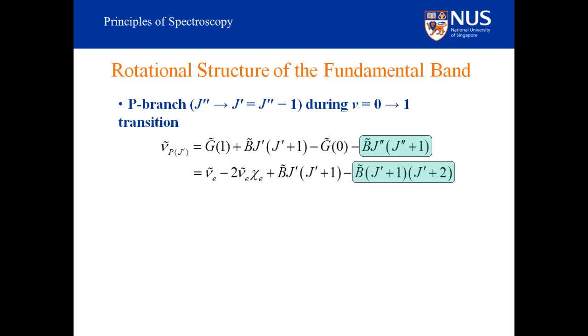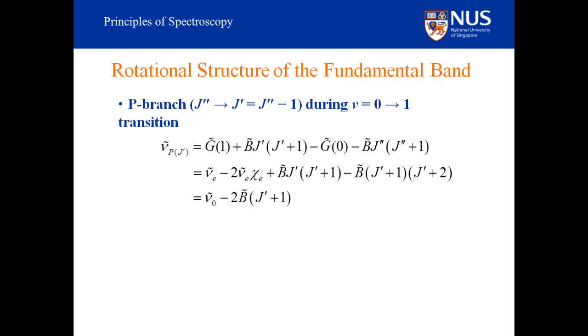Now I can rearrange this equation here and substitute for J double prime with J prime plus 1, which is the relationship for the initial and final rotational states for a P-branch transition. Therefore, I can substitute for J double prime in the rotational term for the initial state with J prime plus 1. The result is B into J prime plus 1 into J prime plus 2. So you just simply substitute into this equation and you get this.